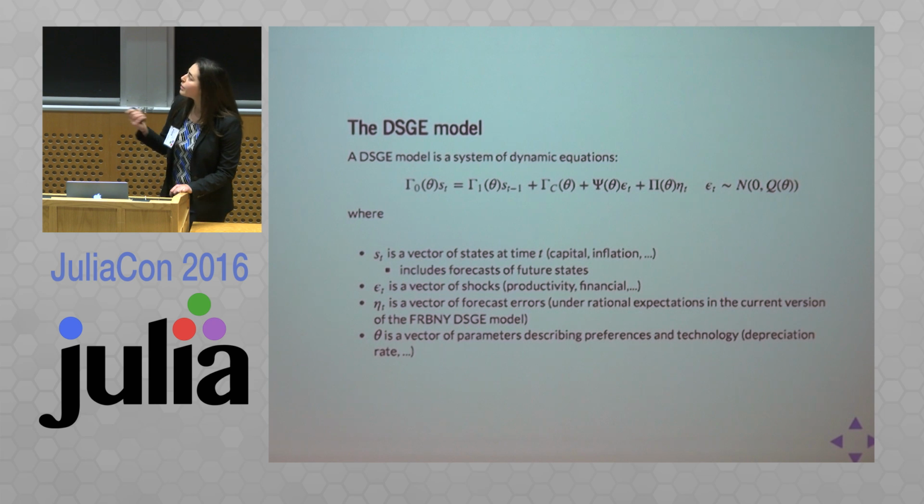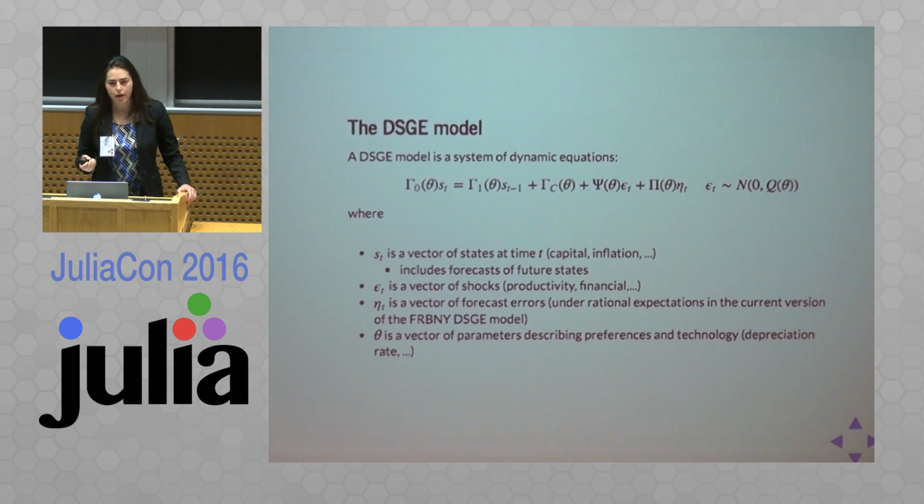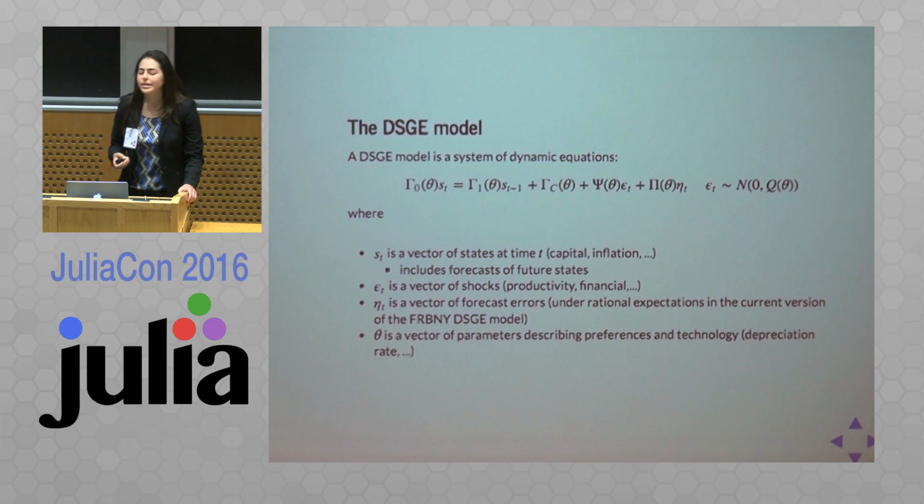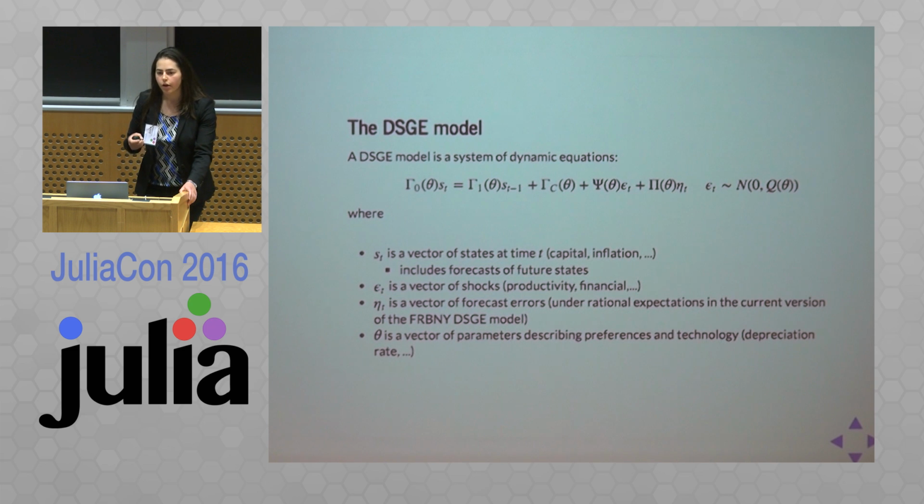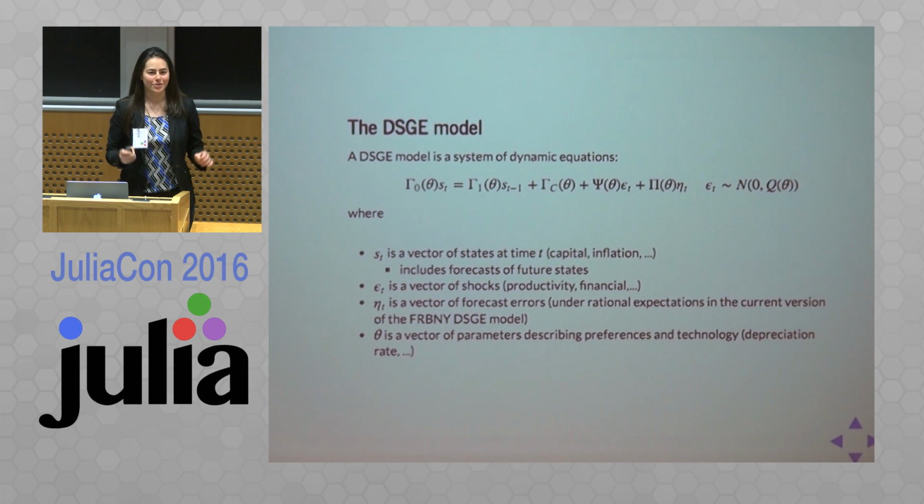Then we have epsilon_t, a vector of shocks that hit at time t, and they're drawn from a normal distribution with mean 0 and standard deviation Q_theta. Eta_t is a vector of forecast errors. So under the rational expectations assumption, I'm really excited that Tom just talked about rational expectations a lot, because now you guys know what it is, which is cool.